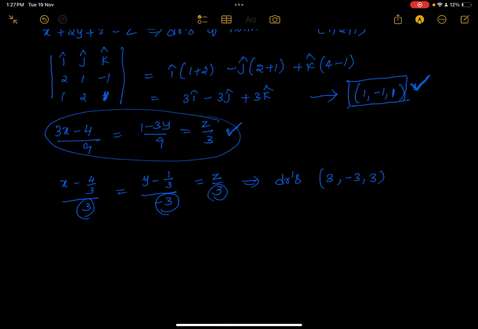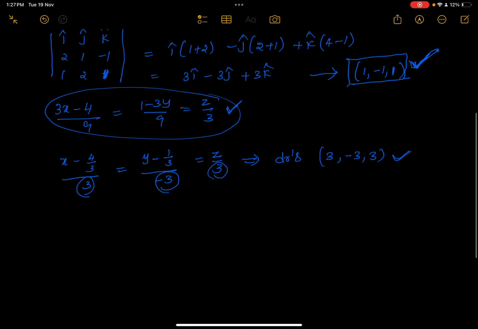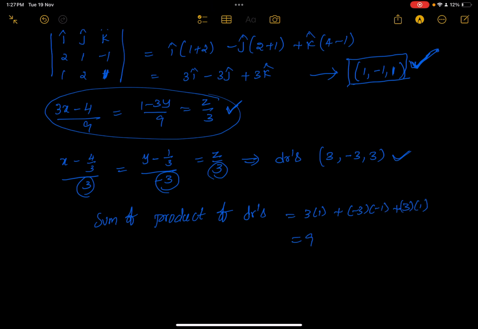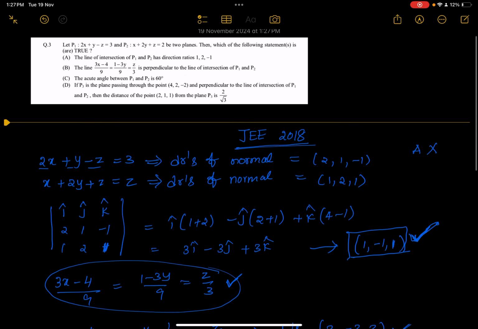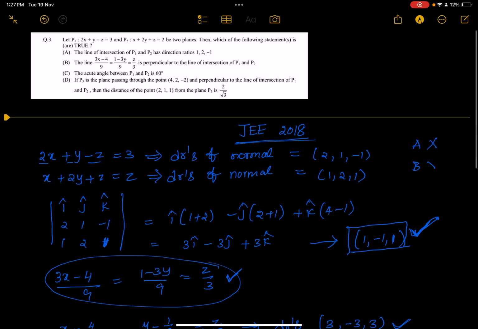So they are telling that this line of intersection and this line are perpendicular. So we have to multiply the DRs and then sum them up. If they yield the value 0, then they will be perpendicular. So the sum of product of DRs is 3 into 1 plus minus 3 into minus 1 plus 3 into 1. So this is 9. This is not equal to 0. So these two lines are not perpendicular. So option B is also incorrect.